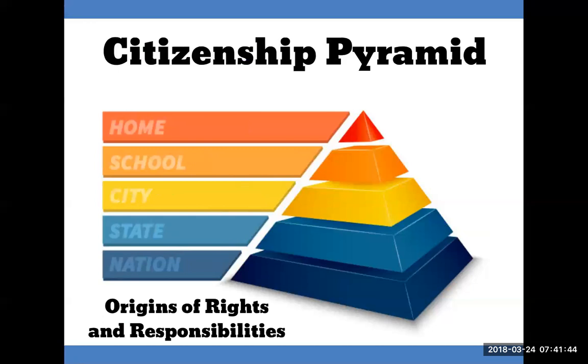Let's next make side 2 of our citizenship pyramid. On this side, we will be examining the origin of rights and responsibilities. Where do these rights and responsibilities come from? Let's find out. If being a citizen means having rights and responsibilities, where do they come from?